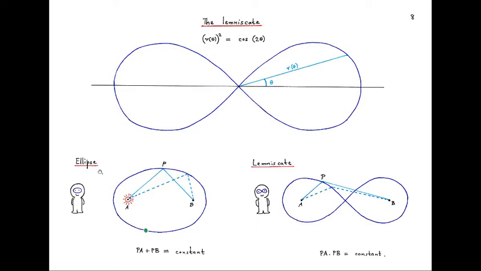So that's what an ellipse is, and a lemniscate is a similar object where rather than maintaining that the sum of the distances is a constant, we now have that the product of the distances to the 2 focal points A and B is a constant. So the locus of all the points such that PA times PB is constant describes such a curve, which is called the lemniscate.